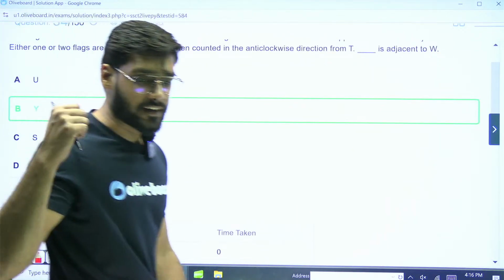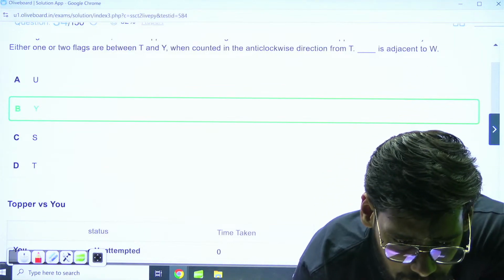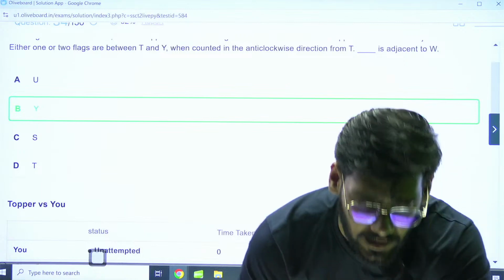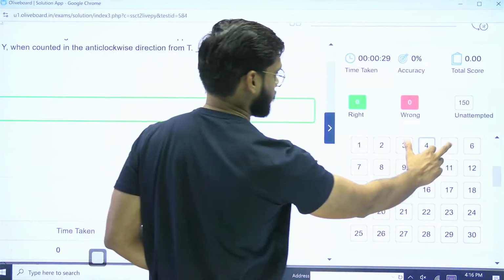If it turns into green, we have done right. Is it clear to you all? I hope the explanation part is clear to you all. Let's move on to the next question, that is the fifth one.